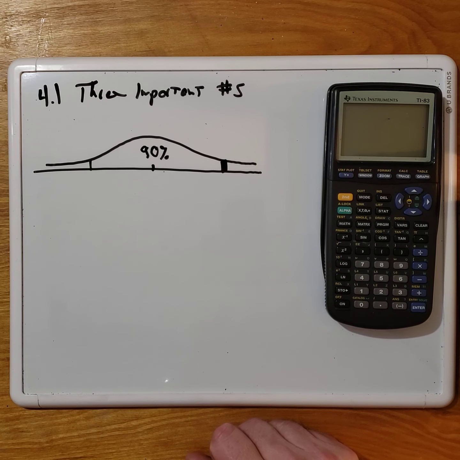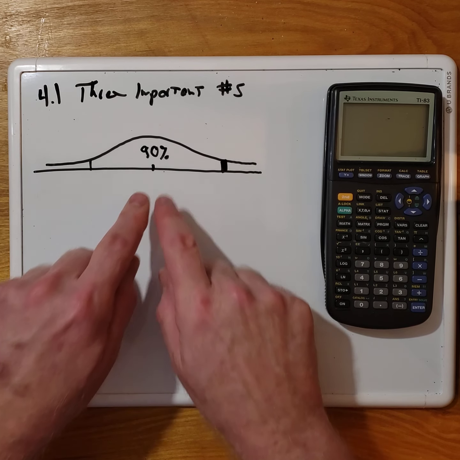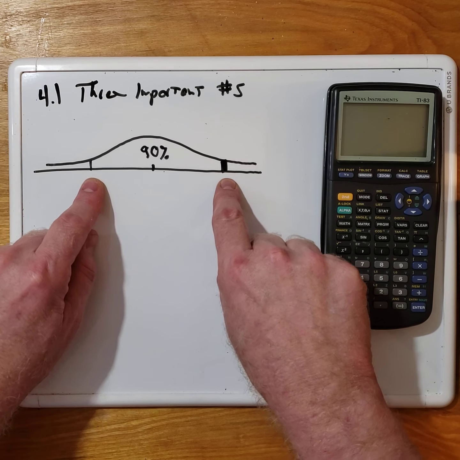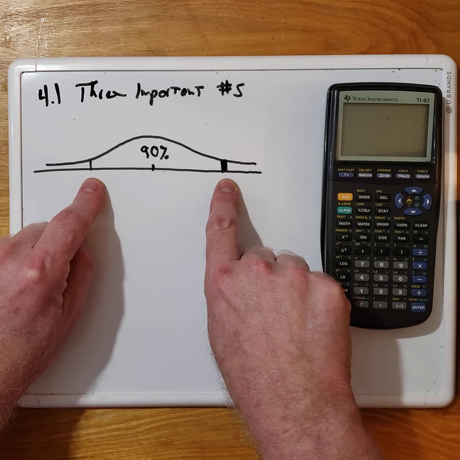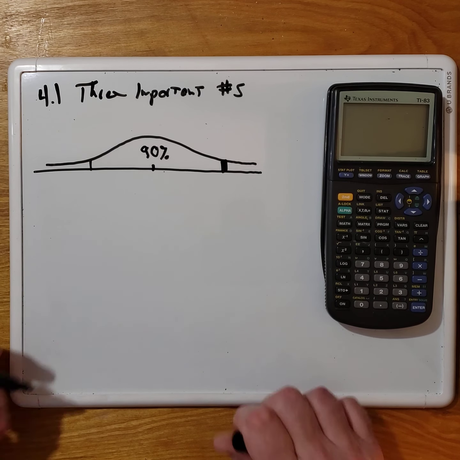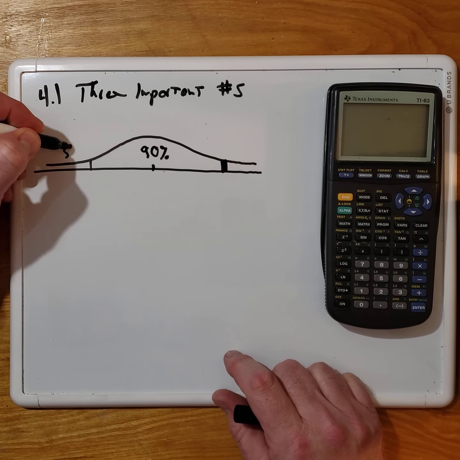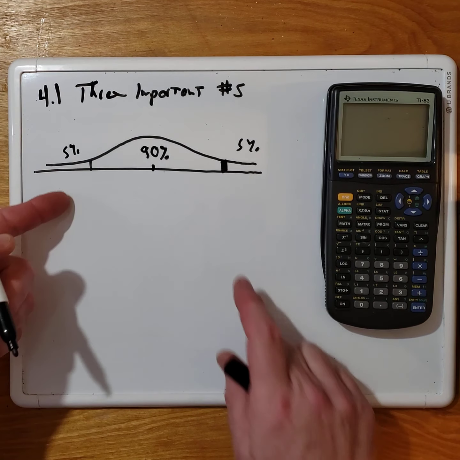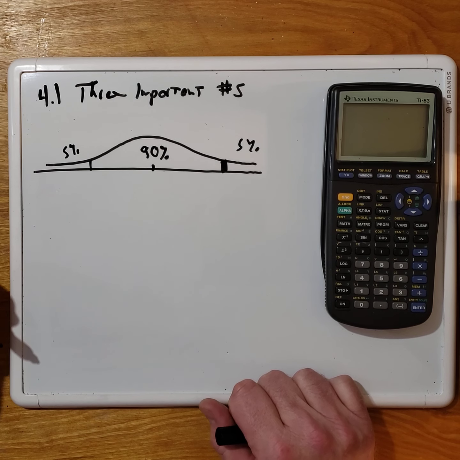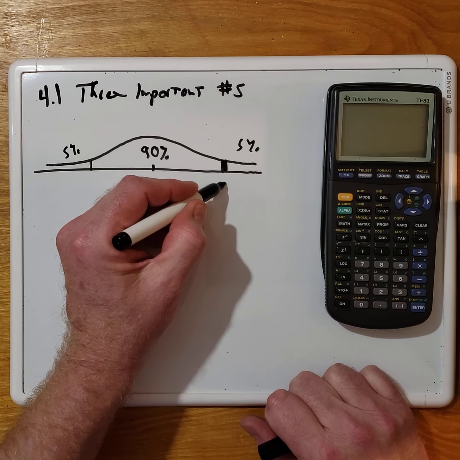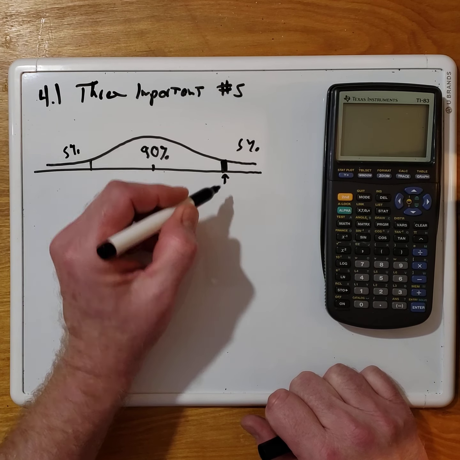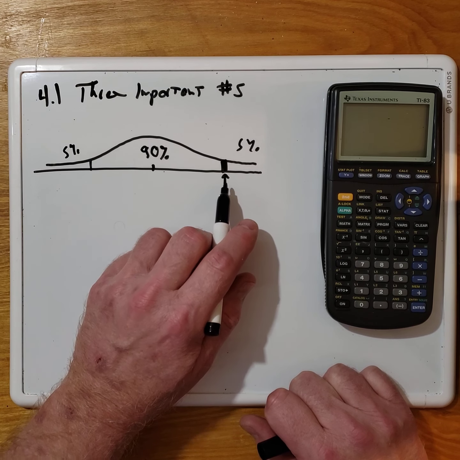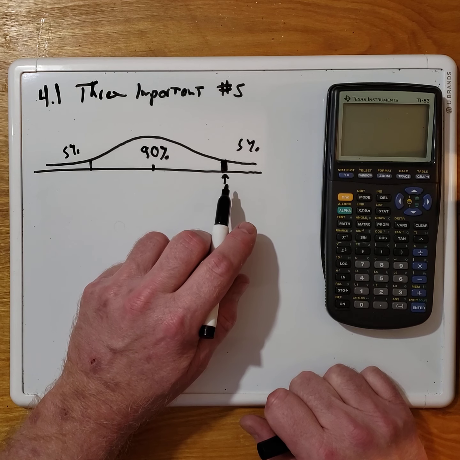Well, I want to turn that around a little bit and ask, how far do I have to go out from the mean in order to capture 90% of the population? Well, if we do that, then we're leaving 5% down here and 5% up there, right? 90 plus 5 plus 5 gives us 100%. So what we really want to know is, what is that z-score? How many standard deviations above the mean is that number right there?